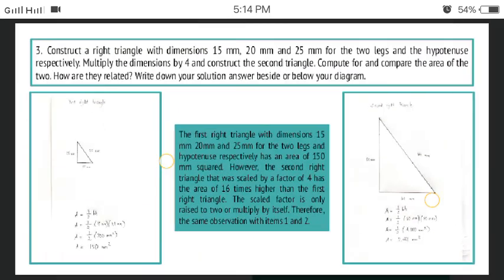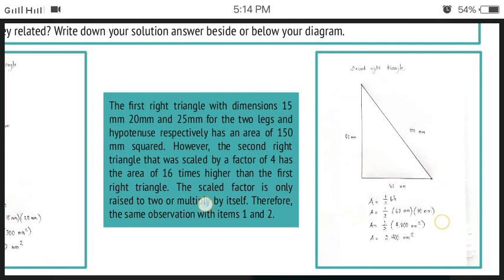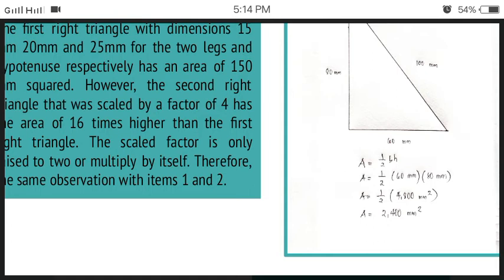For the second right triangle, which has dimensions of 60, 80, and 100 millimeters, the area is equal to 1/2 base times height. So area is equal to 1/2 times 60 times 80 millimeters. The area is equal to 2,400 millimeters squared.